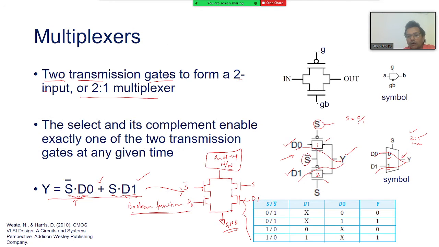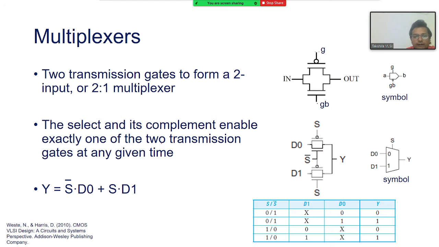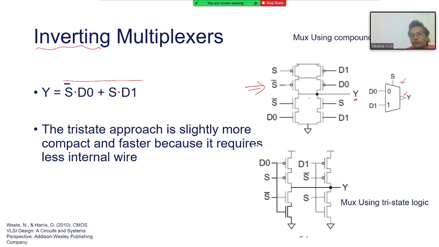But if you want to implement this logic, then you can go for the pass gate implementation also, right? But for the compound gate, you first need to implement this function, and then you will have to put the NOT gate here to get the normal function without a bar, right? So that's the way you try to implement things.